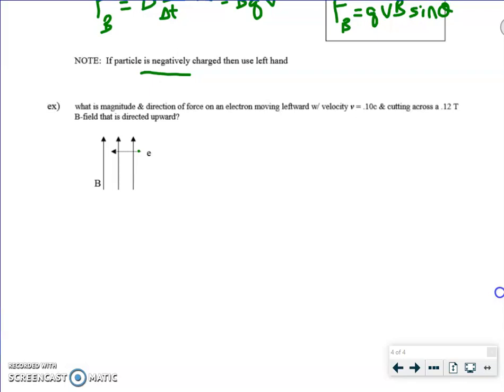Okay, so in using the rules for the direction of force, it's an electron, you should be using your left hand. So you point your thumb of your left hand to the left, because that's the direction of the velocity of the electron. Your fingers are up, and we should see our palm is pointing out of the page.